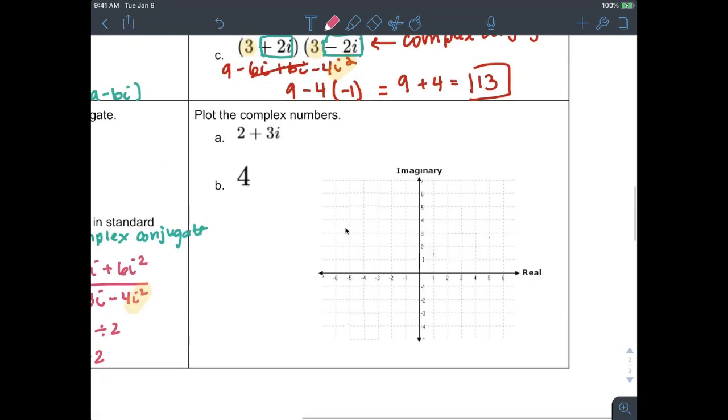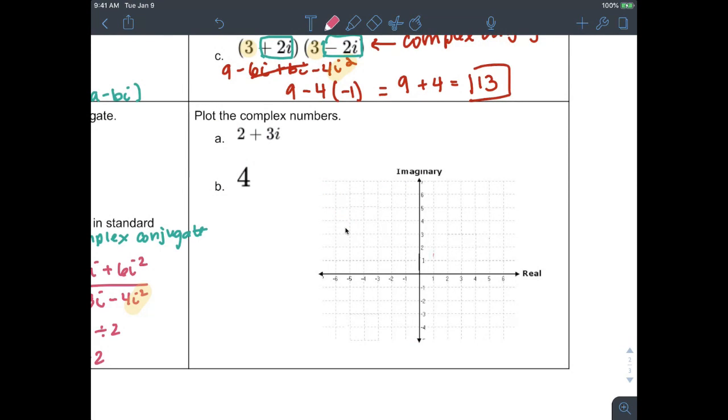All right. So, plotting complex numbers is just like plotting an ordered pair. So this axis is going to be my real axis, a, and my bi axis. Okay? So, in the x direction, or in the real direction, we're going to move over 2. Remember, this is my a, 3 is my b. Move over 2 and up 1, 2, 3.